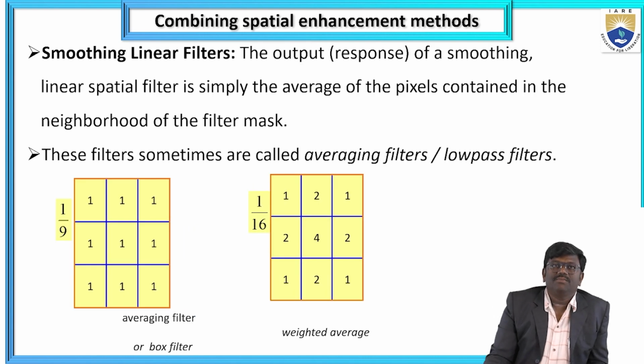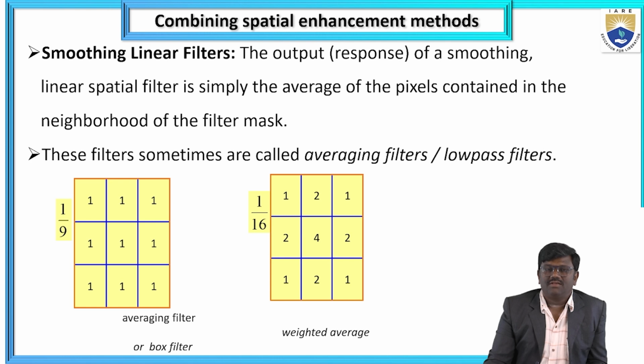Next, another important point is smoothing linear filters. The output response of a smoothing linear spatial filter is simply the average of the pixels contained in the neighborhood of the filter mask. These filters are sometimes called averaging filters or low pass filters.